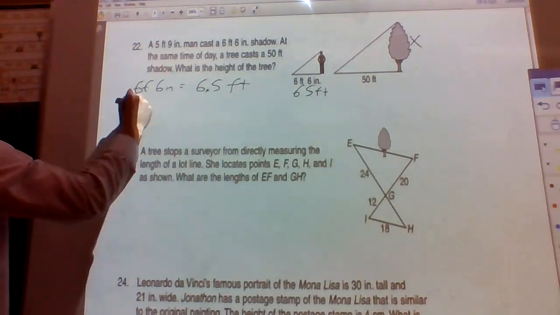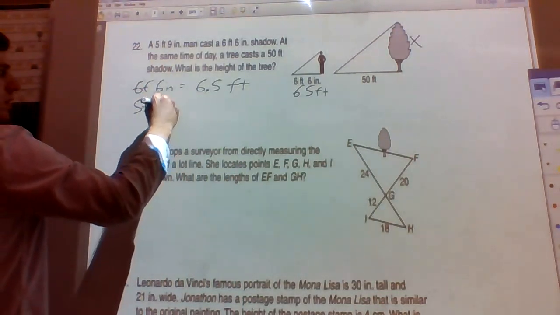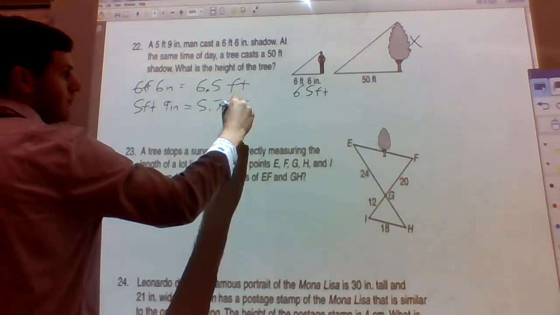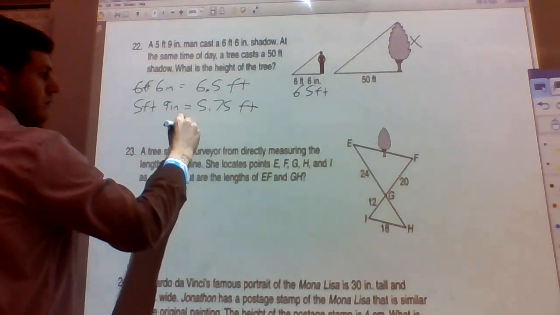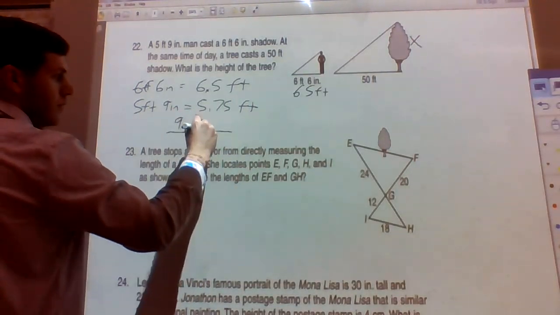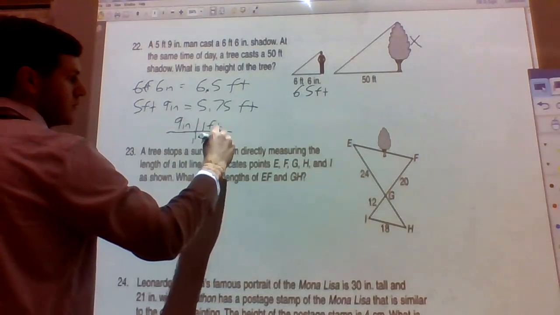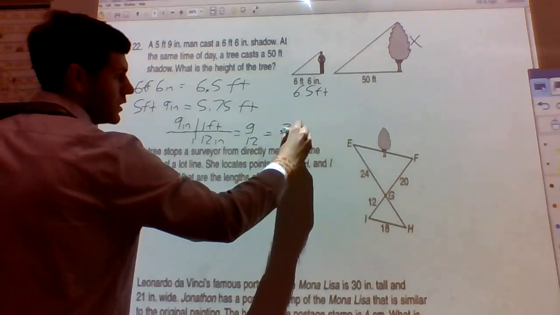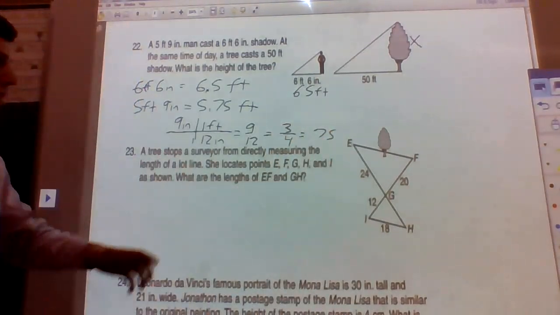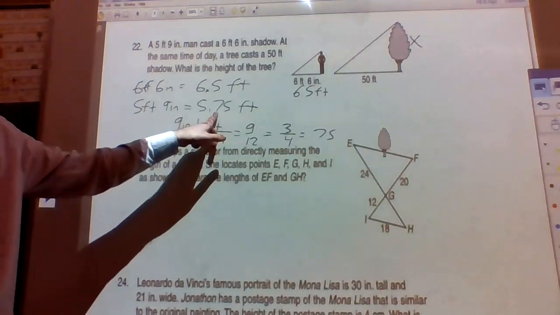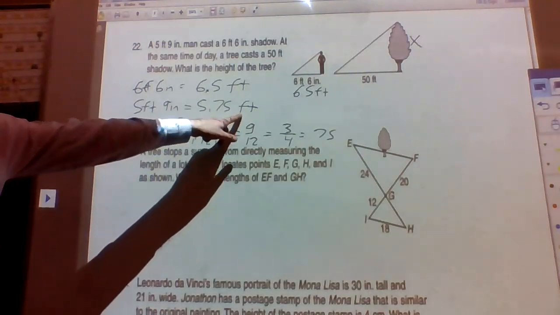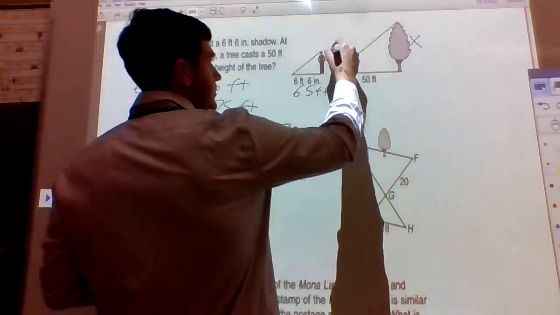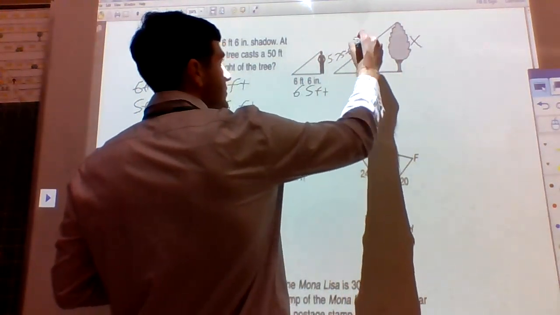Okay, and then 5'9" is going to be 5.75 feet, right? Because there's 9 inches for every 12 inches in a foot. So we get 9 over 12 equals 3 over 4, which equals 0.75. So 5.75 feet is how we convert 5'9". So his height is 5.75.